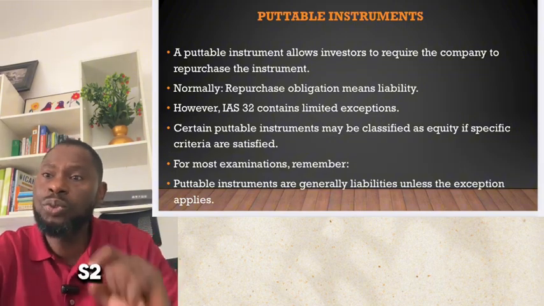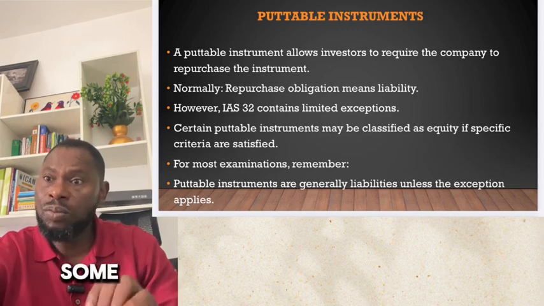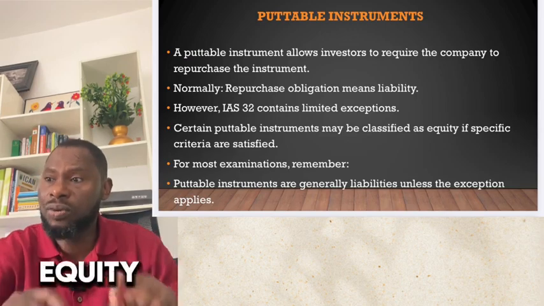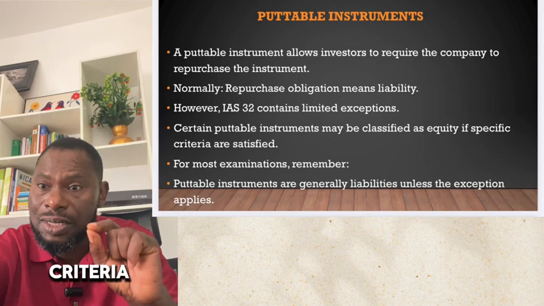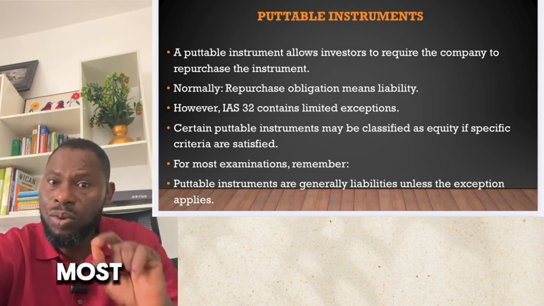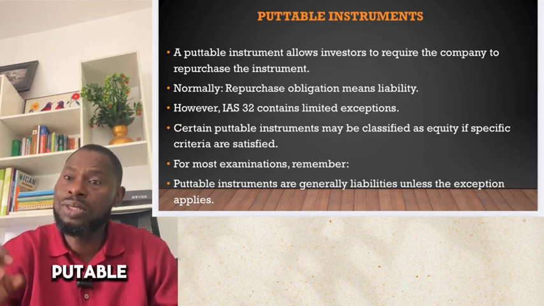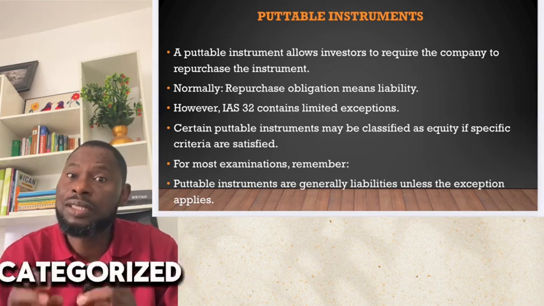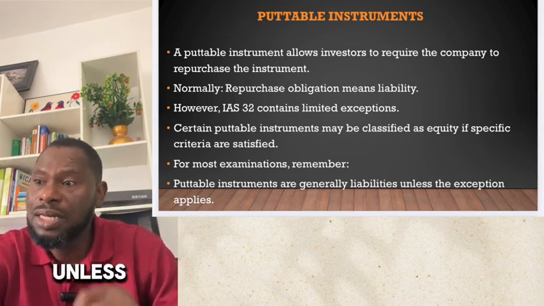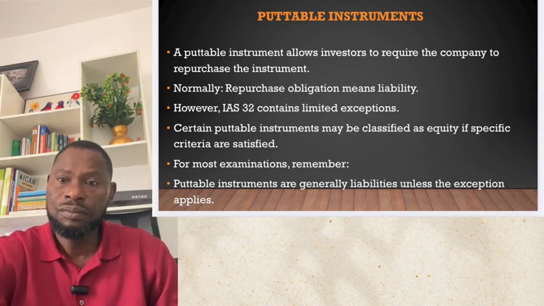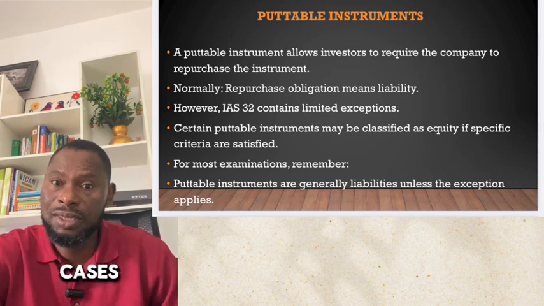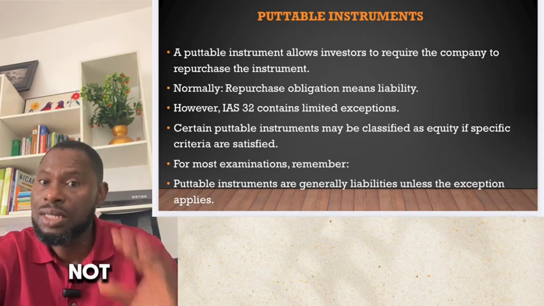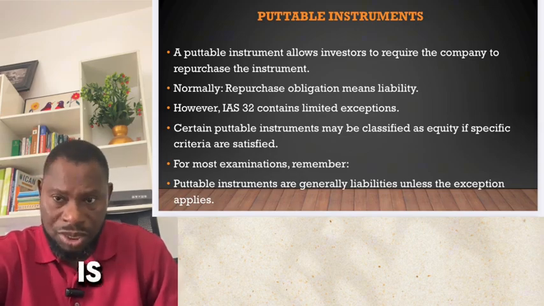However, IAS 32 has some limited exceptions. So certain putable instruments may be classified as equity, if specific criteria are satisfied. For most examinations, I want you to remember that putable instruments are generally categorized as liabilities unless the exception applies. It is only in rare cases where the exception applies that putable instruments are equity. If not, they are usually liability. I hope this is clear.